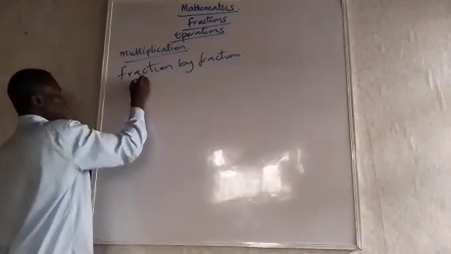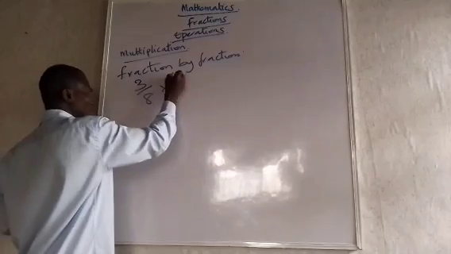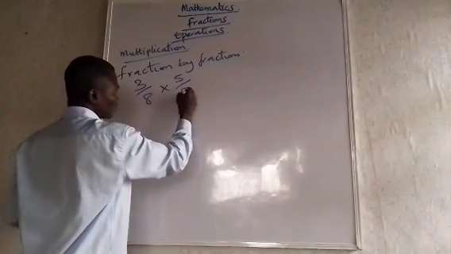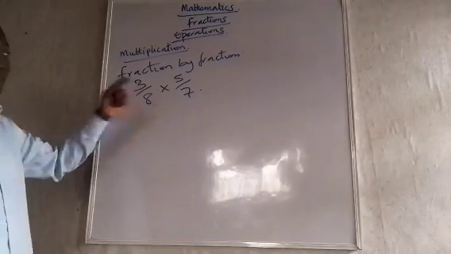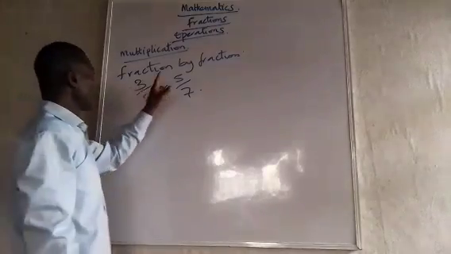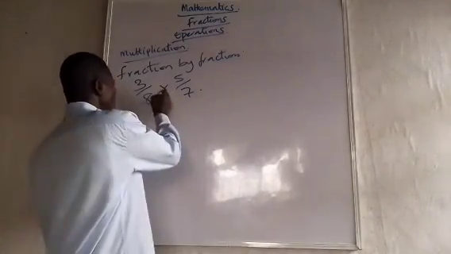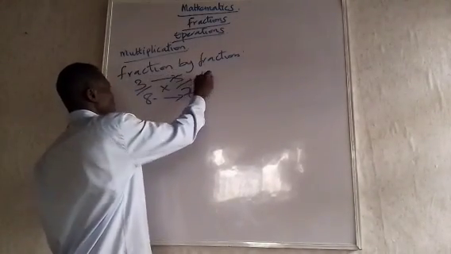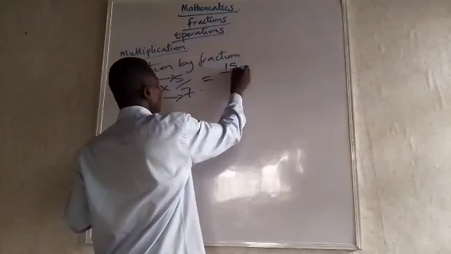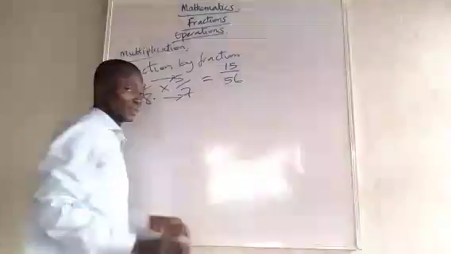Let's say we have 3 over 8 times 5 over 7. It's very simple to do this. The thing we do is we multiply this by this, and we multiply this by this. So numerator multiplies numerator, and denominator multiplies denominator. This is going to give us 15 over 56.